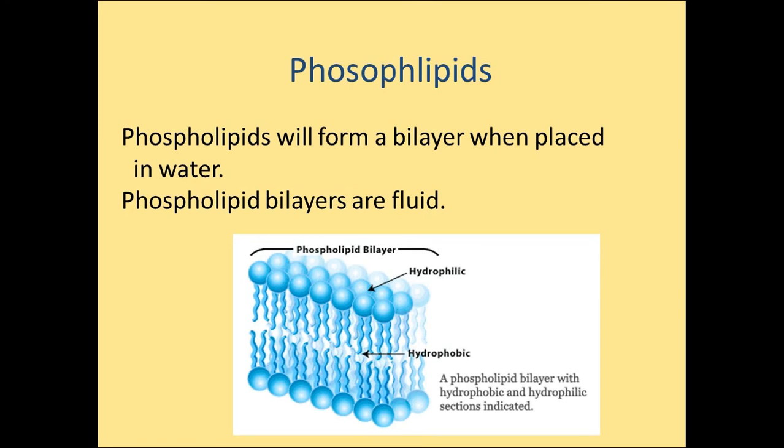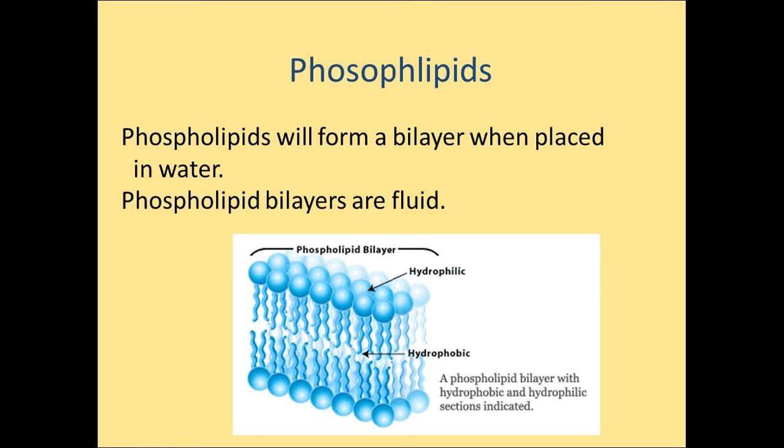The phospholipid bilayer has two purposes. First, it separates the inside of the cell from the outside world, and it also separates the inside of an organelle from the cytosol. And second, it acts as a barrier. It allows the cell to control what goes into and out of its interior cytosol.